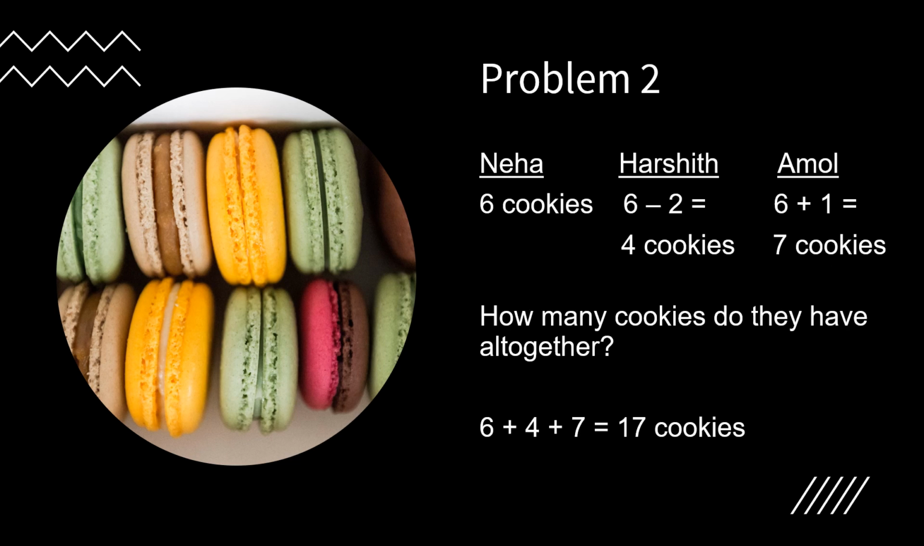So what is happening in the problem? Neha has 6 cookies. She has 2 cookies more than Harshit, which means Harshit has 2 cookies less, which gives Harshit 4 cookies. And Neha has 1 cookie less than Amol. So Amol has 1 cookie more than Neha, which makes it 7 cookies. So how many cookies do they have altogether? 6 plus 4 plus 7, which is 17 cookies.